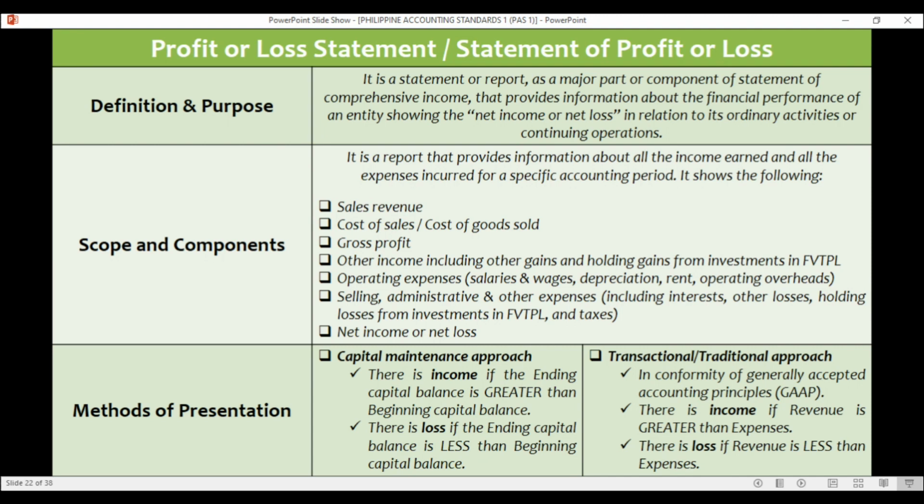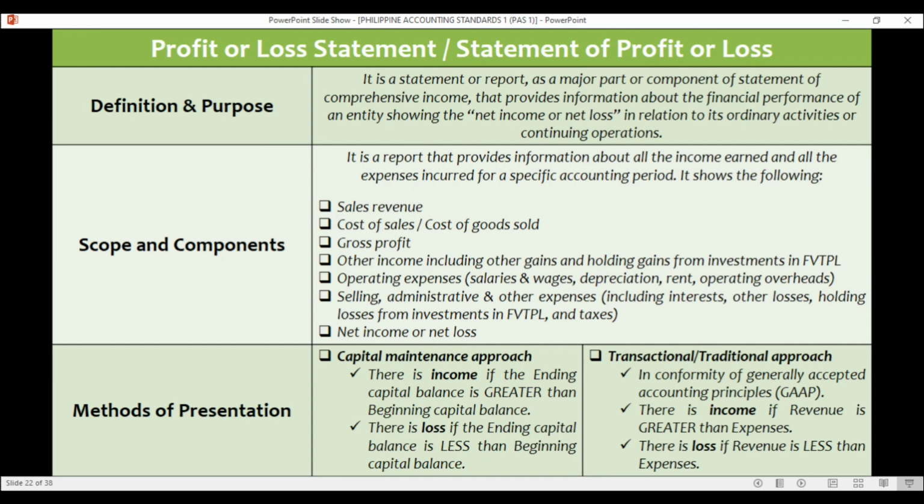So for the components and scope, it provides information on all income earned and expenses incurred for a specific accounting period, showing the sales revenue, cost of sales or cost of goods sold, the gross profit, other income, including other gains and holding gains from investment in FVTPL, or fair value through profit or loss, operating expenses, selling, administrative, and other expenses, including interest and other losses, holding losses from investments in FVTPL, and taxes, and net income or net loss for the current period.